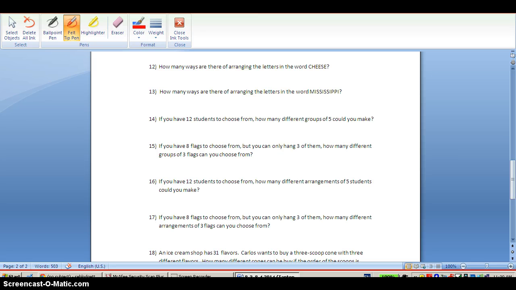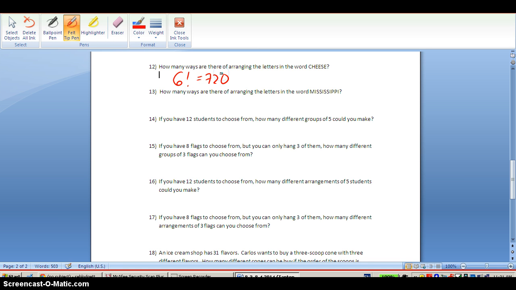Okay, here's where it starts to get a little bit more difficult for number 12 here. There are 6 letters in the word cheese, so we would think if they were all different letters, the answer would simply be 6 factorial. 6 times 5 times 4 times 3 times 2 times 1, which is 720.